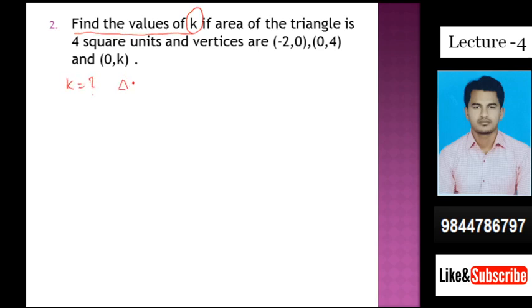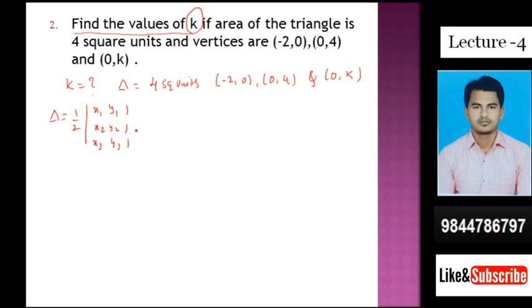What is the value of delta? Delta is again 4 square units. And what are the vertices? Minus 2 comma 0, 0 comma 4 and 0 comma k. Now here write the formula. Delta is equal to half into determinant of x1 y1 1, x2 y2 1, x3 y3 1.